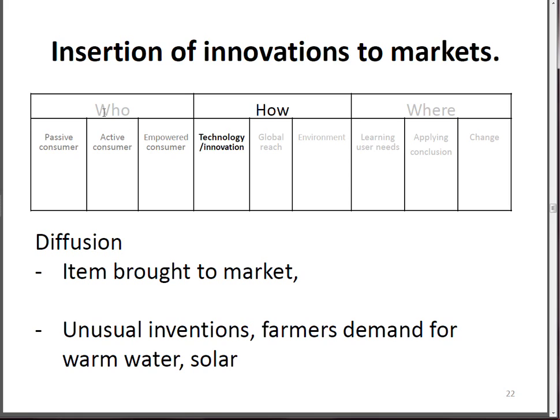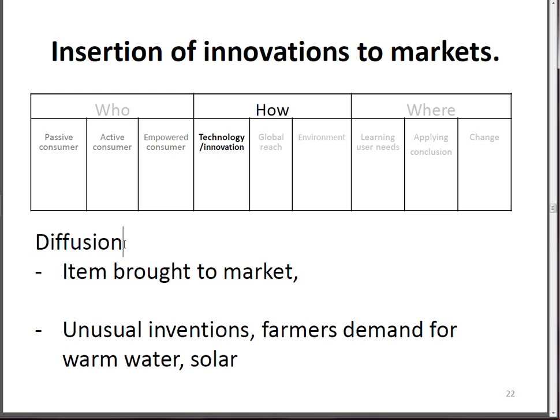Okay, so we talked about what I call who, which is the passive, active, and empowered consumer. That's great. Now let's look at this section here, which is how. First, we will consider what I call technology and innovation. So remember, we're still talking about the diffusion, how we diffuse products in the market, how we bring items into the market.